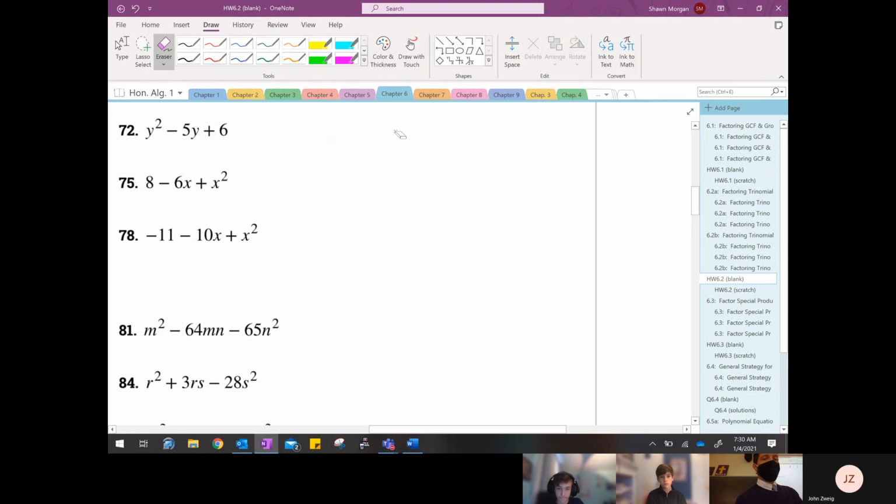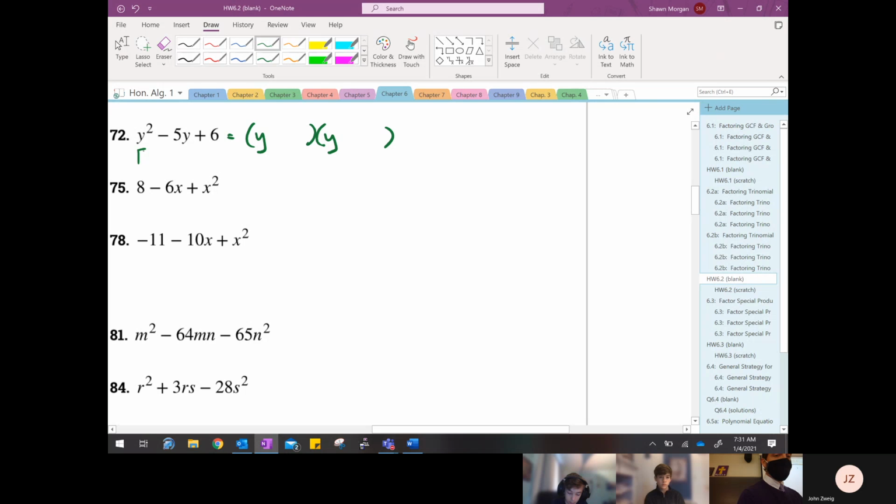Then we're going to start it off here with kind of an easy one. Okay, so I know that this is going to be a binomial times another binomial. And the first term is going to be y times itself. That's y times y. First times first, remember FOIL, F-O-I-L. The first term of each binomial multiplies together to give me that y squared.